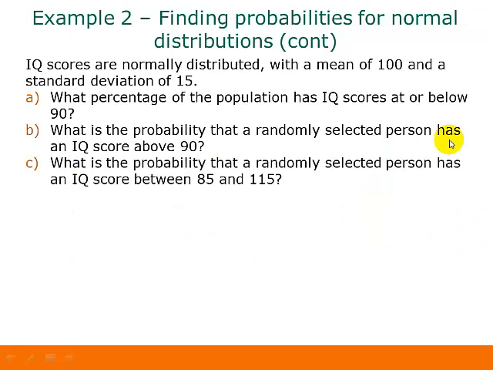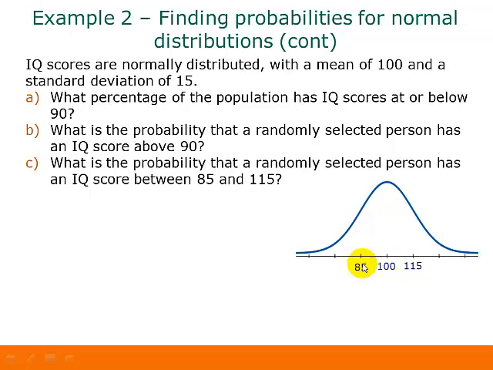Here's another example. If we look at IQ scores, they're also normally distributed with a mean of 100 and a standard deviation of 15. So first of all, we can figure out what percentage of the population has IQ scores at or below 90. So first we're going to draw our picture, and again I'm labeling the mean and one standard deviation below and one standard deviation above. You can label more than this, but for sure you need to have at least these three values labeled.